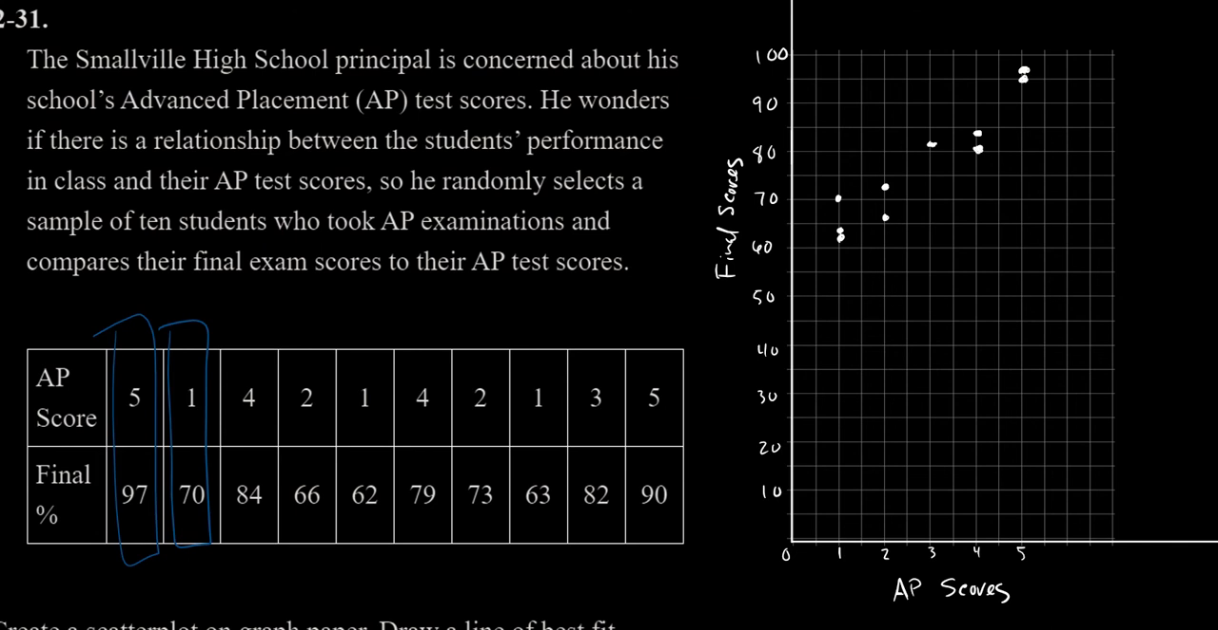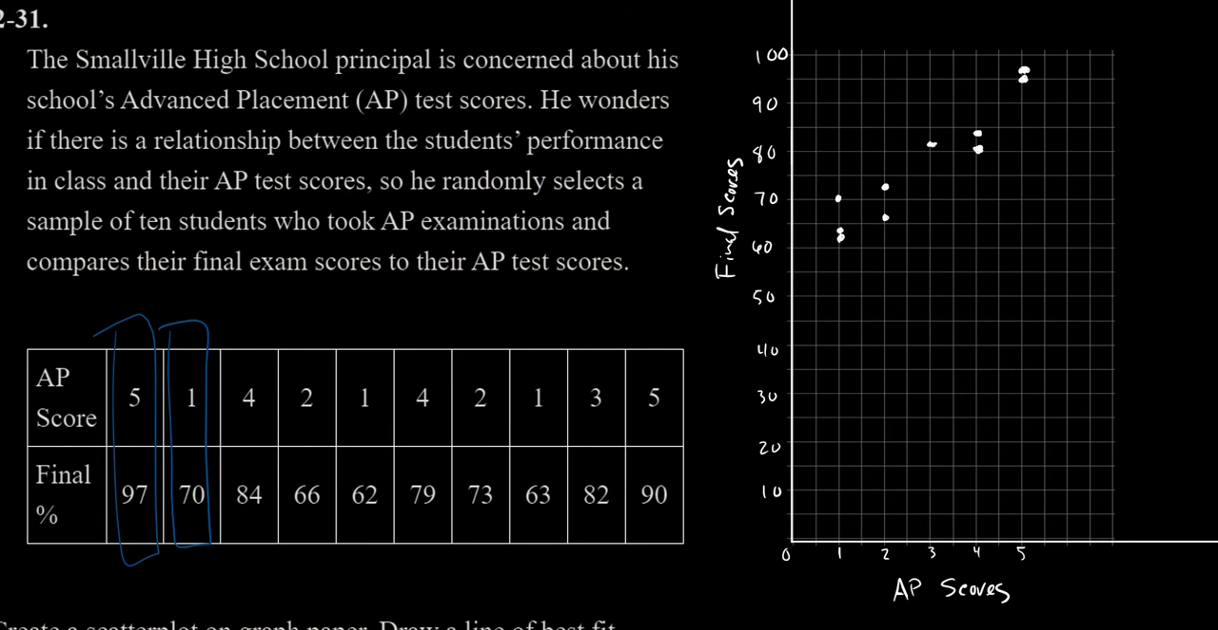There's not very many. 1, 2, 3, 4, 5, 6, 7, 8, 9, 10 of them. And some of them were pretty close to each other on the graph. But one of the things that we observe when looking at this scatter plot is that there appears to be a linear relationship between these two data sets. It appears that the higher their AP score was, the higher their score in the final was.